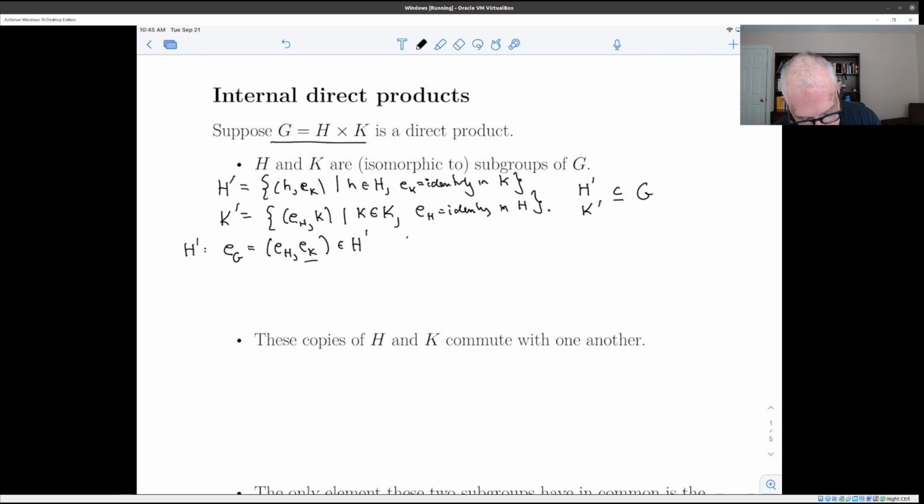And second of all, we have to show that if we have (h, e_K) times (h' inverse, e_K), and we multiply those together, we get (h h' inverse, e_K) using the multiplication rule for the product where you multiply component by component. And this is again in H prime. These are arbitrary elements of H prime. So we've shown that it satisfies the subgroup criterion, and so H prime is a subgroup, and for K prime you can make the same argument.